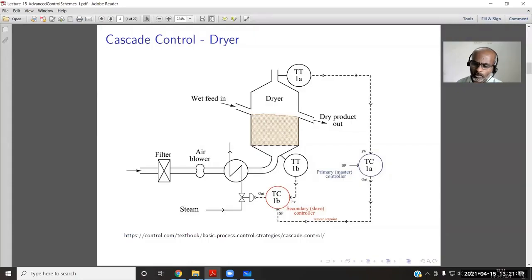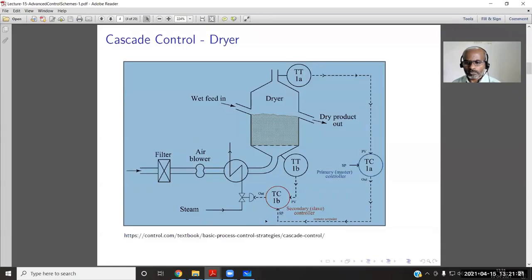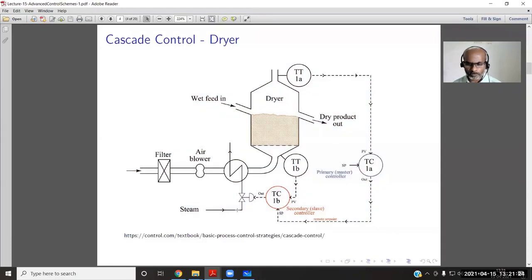So there are two measurements and two controllers, but only one manipulated variable. The manipulated variable is still the steam input. Instead of taking only one measurement, we are taking another measurement. In what way is this helpful? Otherwise, if you try to control the drying conditions by measuring the exit air temperature, there will be a lag.